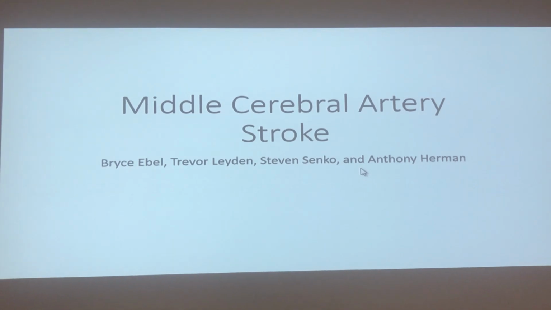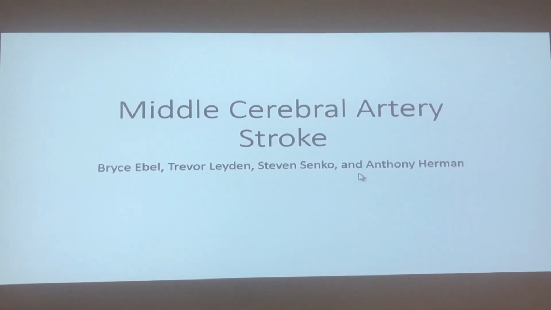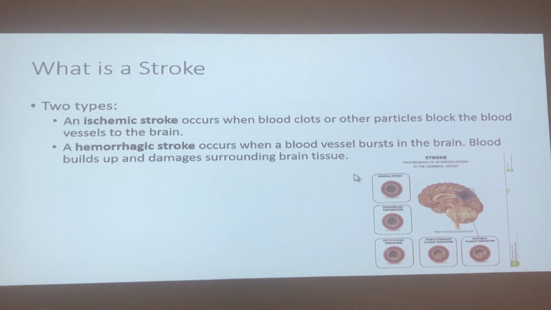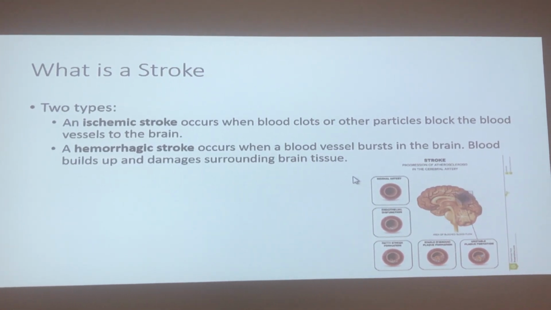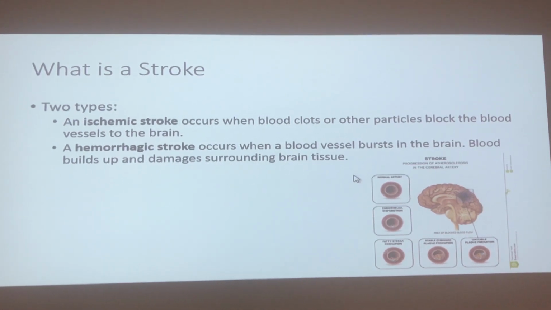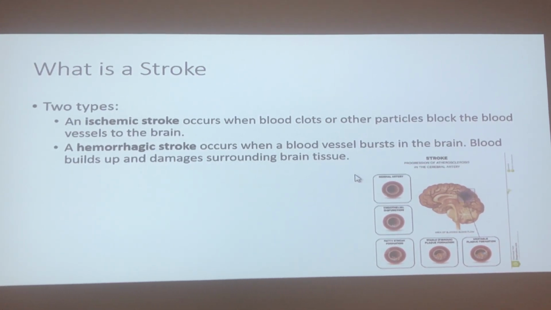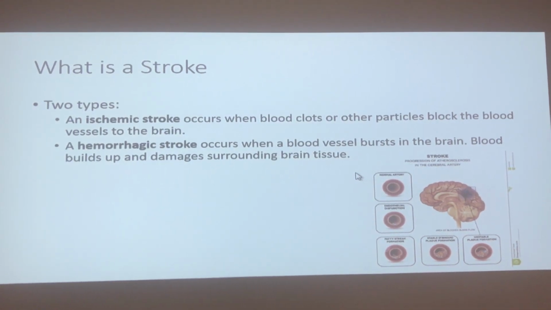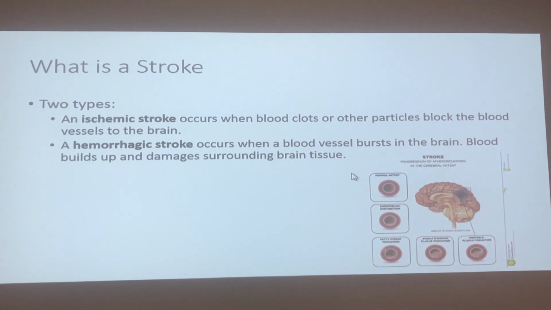And I'm Bryce Evil. We're going to talk about the middle cerebral artery with respect to stroke. So, what is a stroke? There are two types of strokes. The first is an ischemic stroke, which occurs when blood clots or other particles block the blood vessels to the brain. A hemorrhagic stroke occurs when a blood vessel bursts in the brain and the blood builds up and damages the surrounding brain tissue.